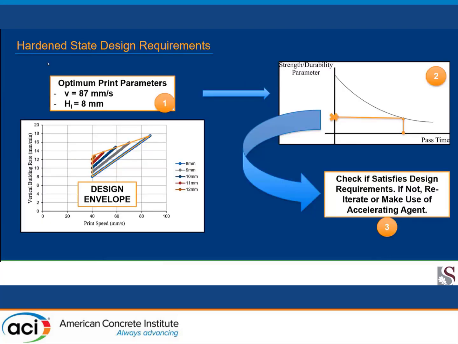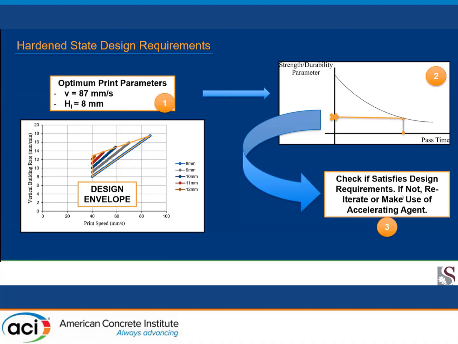Okay, so just to finish off the hardened state design, how does this influence your hardened state design requirements? Essentially, if you have your design envelope and you have your optimum print parameters, you can really determine your pass time, so how long it takes to print one layer. If you go check on a graph that you must develop, a strength or durability parameter on your Y versus pass time, so you have to characterize this, you can see what that parameter will be, and then the next step is to check if it satisfies the design requirements.